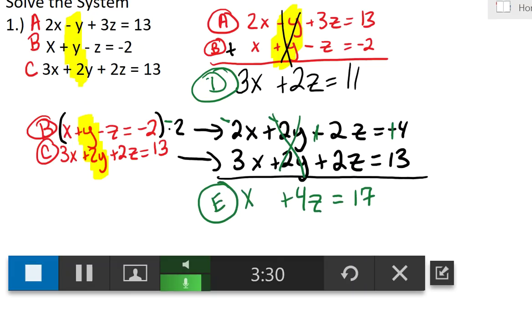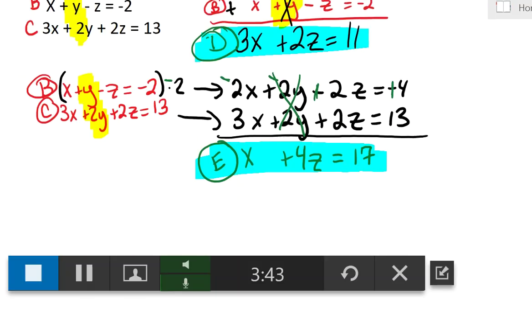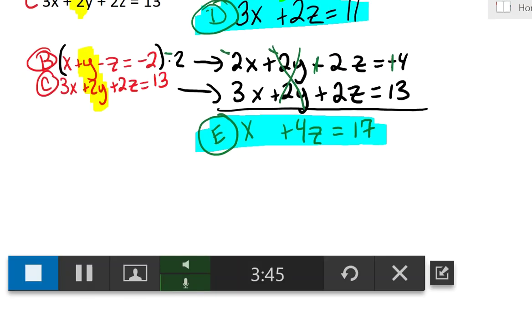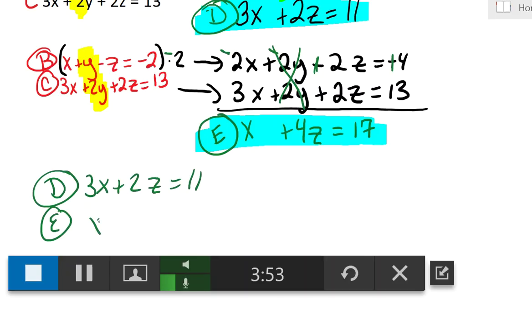Now, once I have the two new equations, what you should hopefully notice is that in D and E, they have the exact same variables. That's important because we chose to get rid of the y's. Now I'm going to take D and E, and use these two new equations to cancel out another variable. So again, I'm going from 3 variables to 2 to 1.